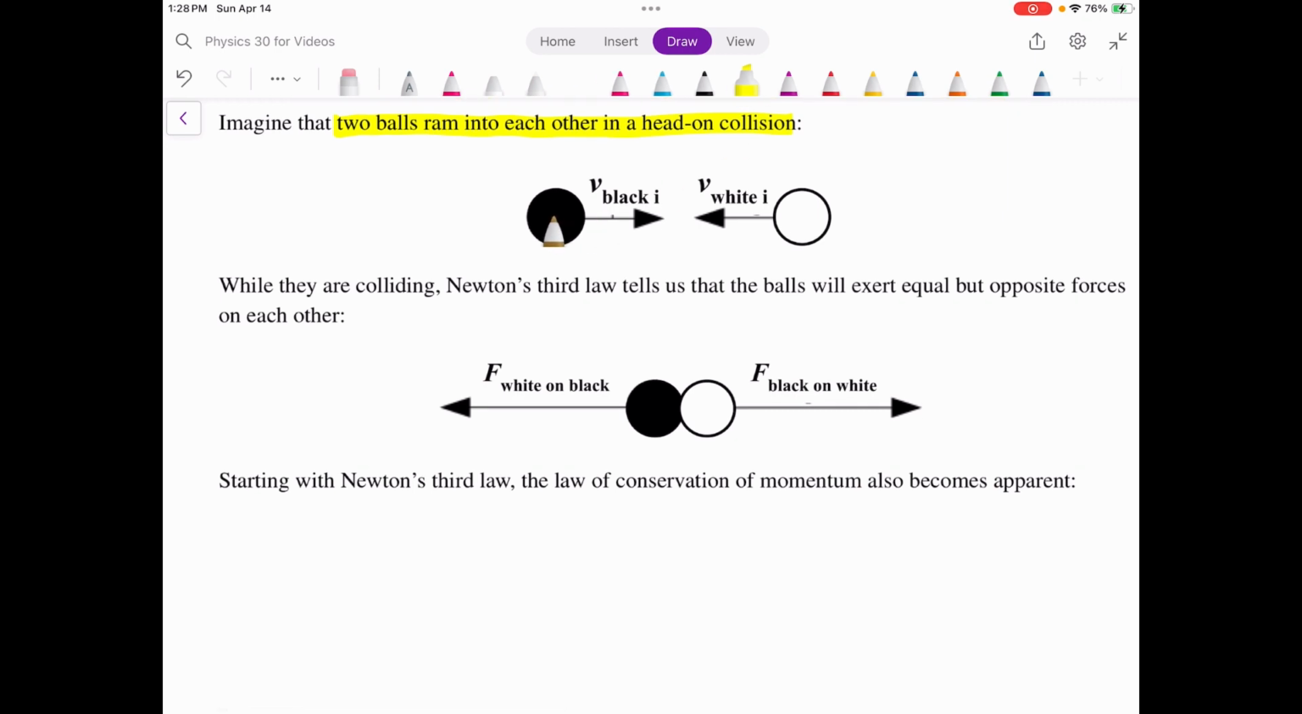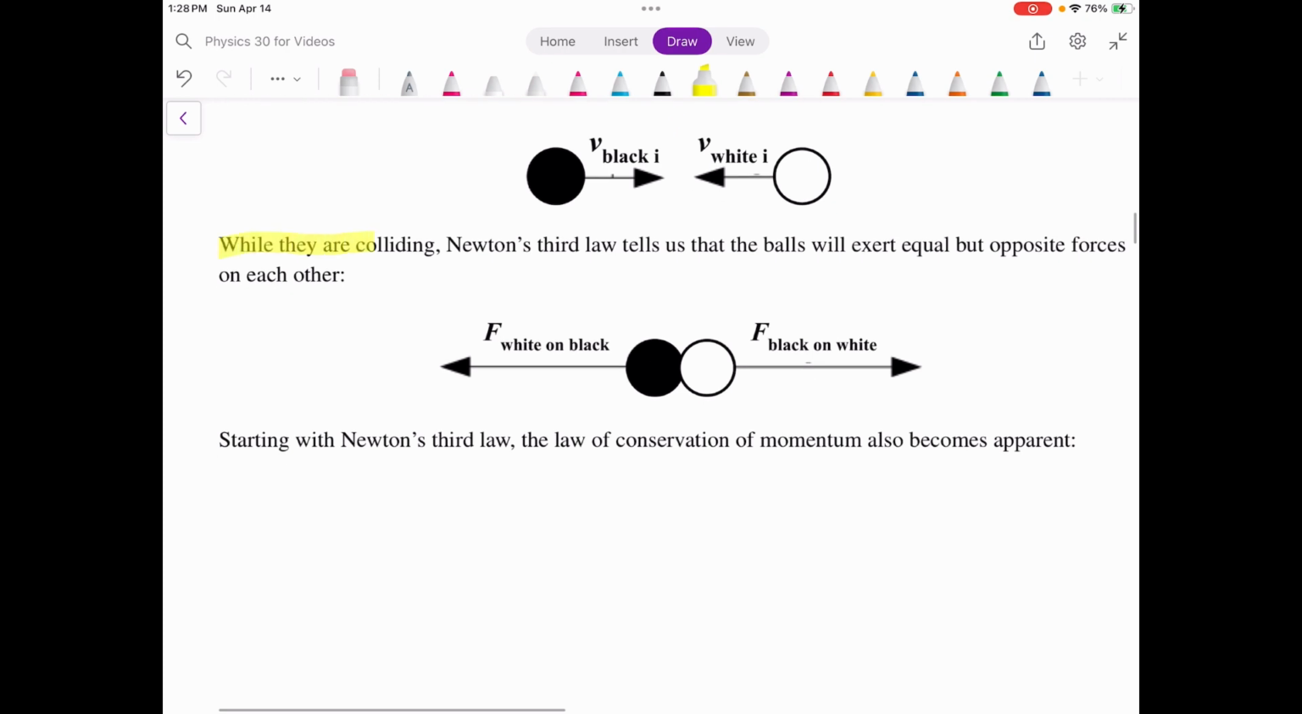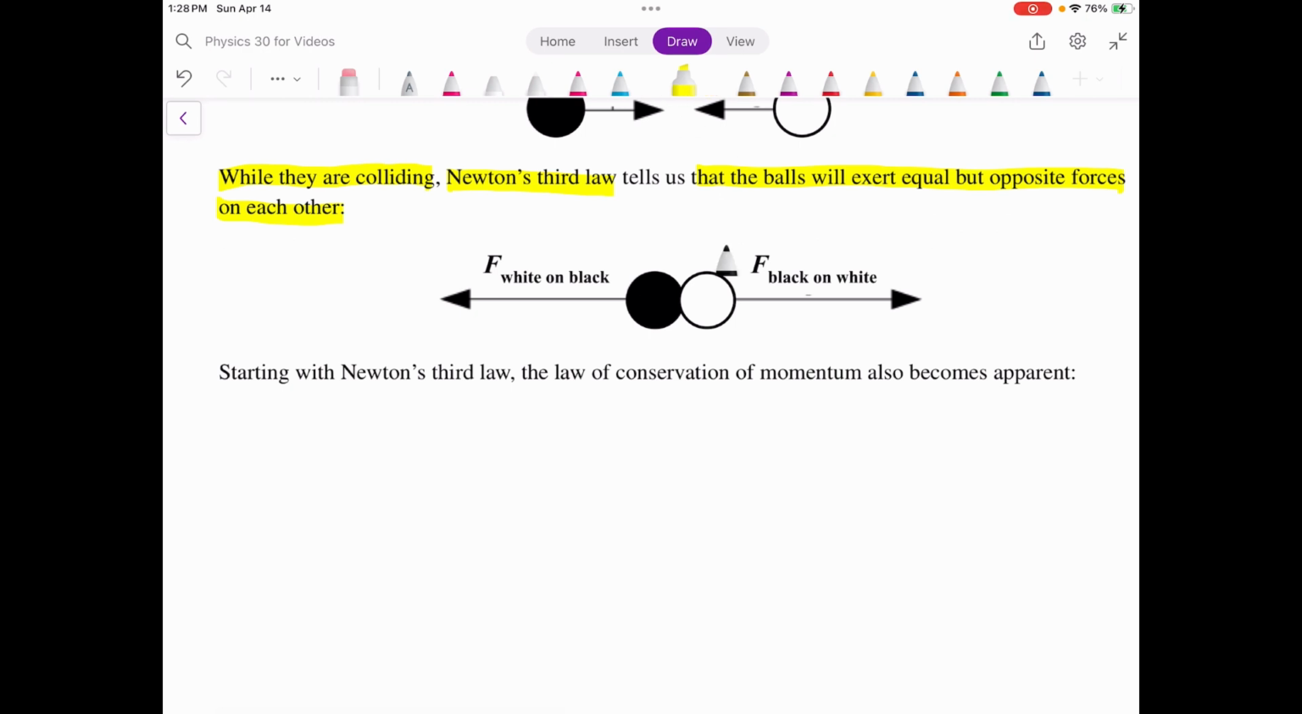So the black ball is moving to the right, the white ball is moving to the left. Now, while they are colliding, while they're in contact with each other, Newton's third law tells us that the balls will exert equal but opposite forces on each other, right? So while they're in contact, the white ball is pushing the black ball to the left, the black ball is pushing the white ball to the right.